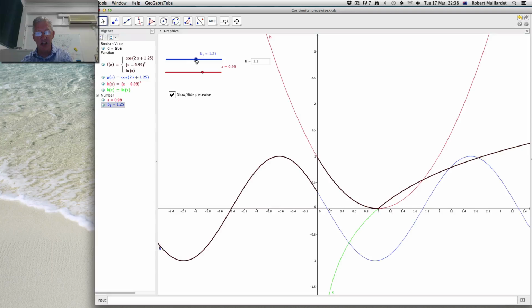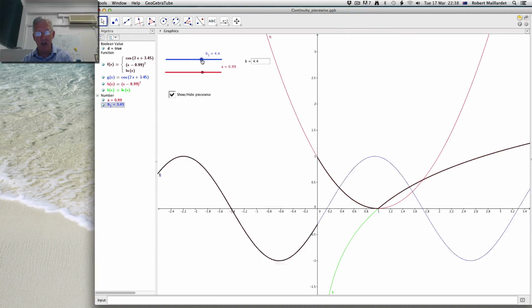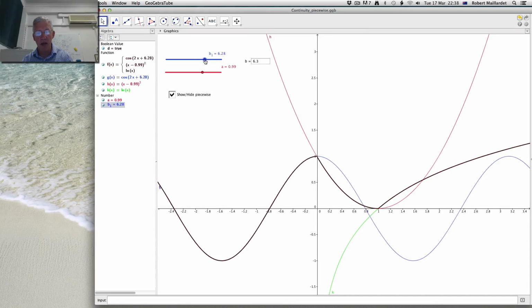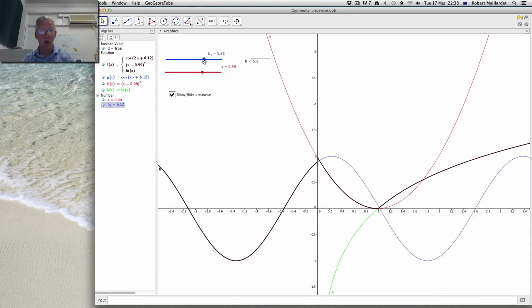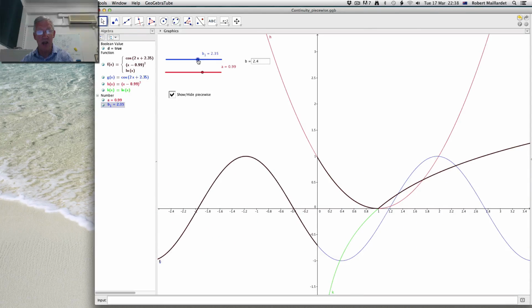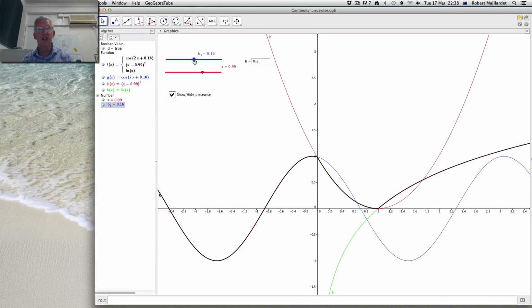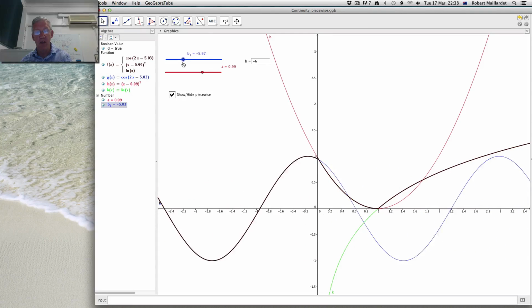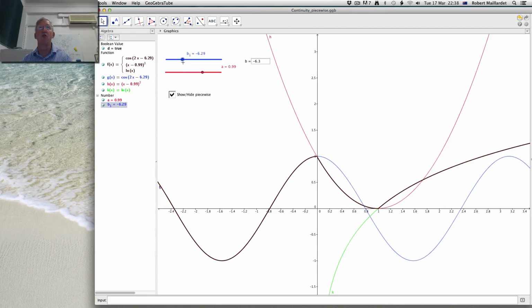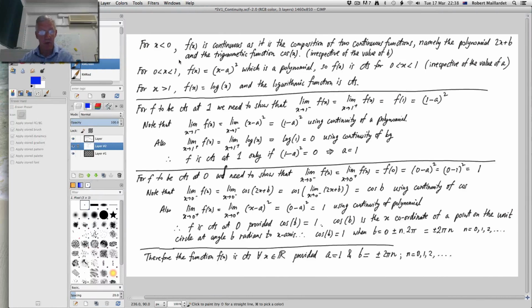If I translate it to the left by adding 2 pi to b, there you go, there's another value of b which works. And of course, if I take b back through 0, here it is at 0, and now I translate the function to the right by taking 2 pi off, then I get another value. So all these multiples of 2 pi radians either side of 0 will do. So these are all the possible values for b down here.